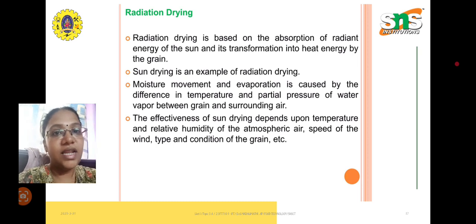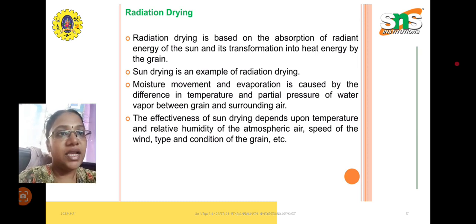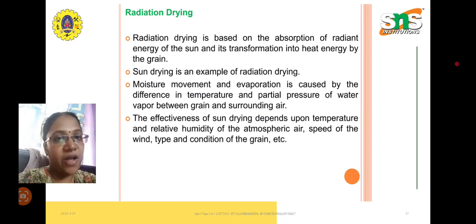Last is radiation drying. This is mainly based on the absorption of the radiant energy of the sun and its transformation into heat energy by the grain. Sun drying is the main example of radiation drying. It depends on how much energy is absorbed and how much is transformed. Moisture movement and evaporation are caused by the difference in temperature and the partial pressure of the water vapor between the grain. So the main concept of this drying is temperature and evaporation.